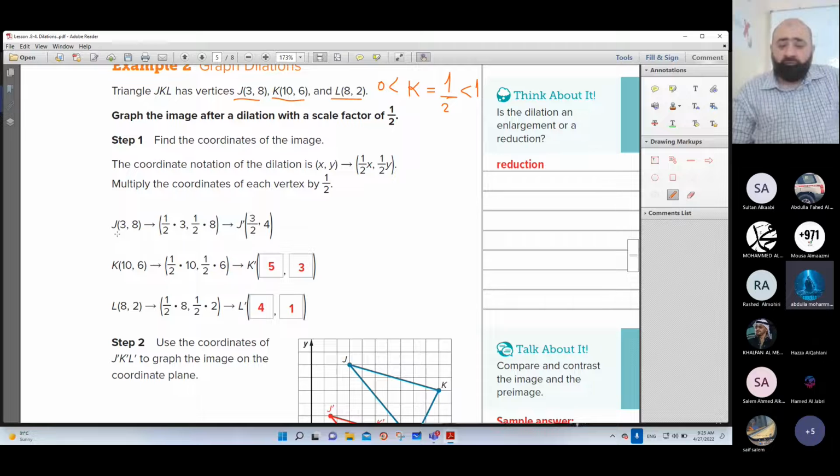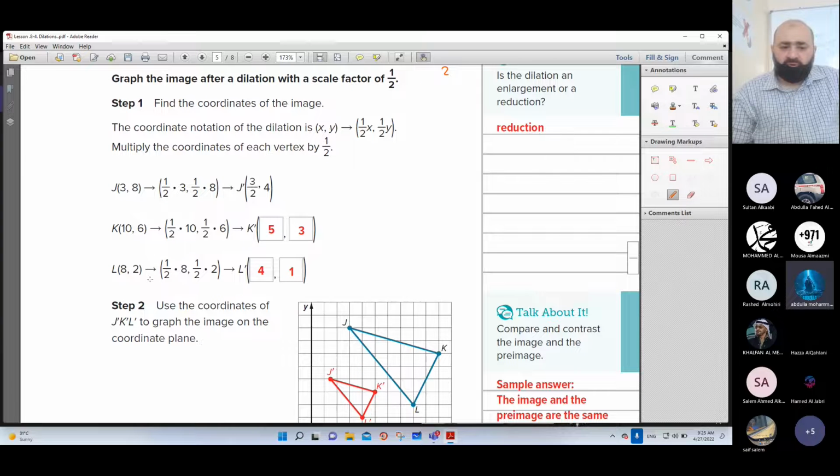So start from the first point, J (3, 8). Multiply x by half, multiply 8 by half. 3 times 1 over 2 will be 3 over 2. 8 times 1 over 2 will be 4. The same idea for the second point, K (10, 6). Multiply 10 by 1 over 2 and multiply 6 by 1 over 2. So 10 times 1 divided by 2 will be 5, and 6 times 1 divided by 2 will be 3.